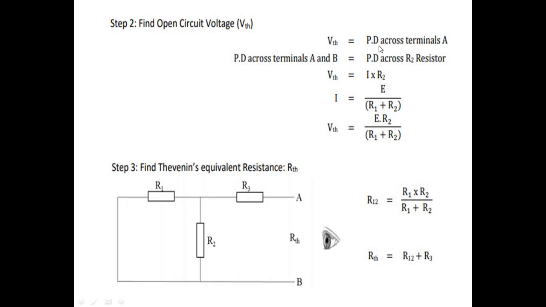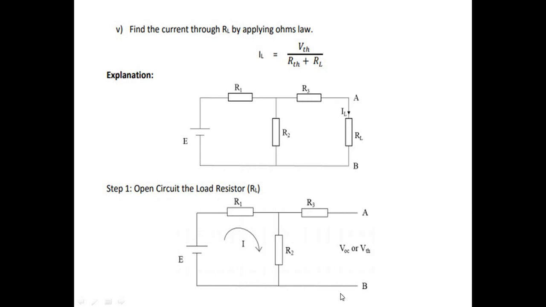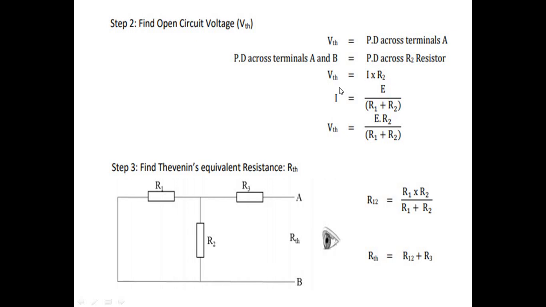That means V Thevenin is equal to the potential across the terminals A and B. Here the potential across the resistor R2. Here V Thevenin is equal to I into R2. In this diagram, R2 is the open circuit voltage, and it is also across the element R2. Here the Thevenin's voltage is equal to total current into R2. That is I is equal to E divided by R1 plus R2.